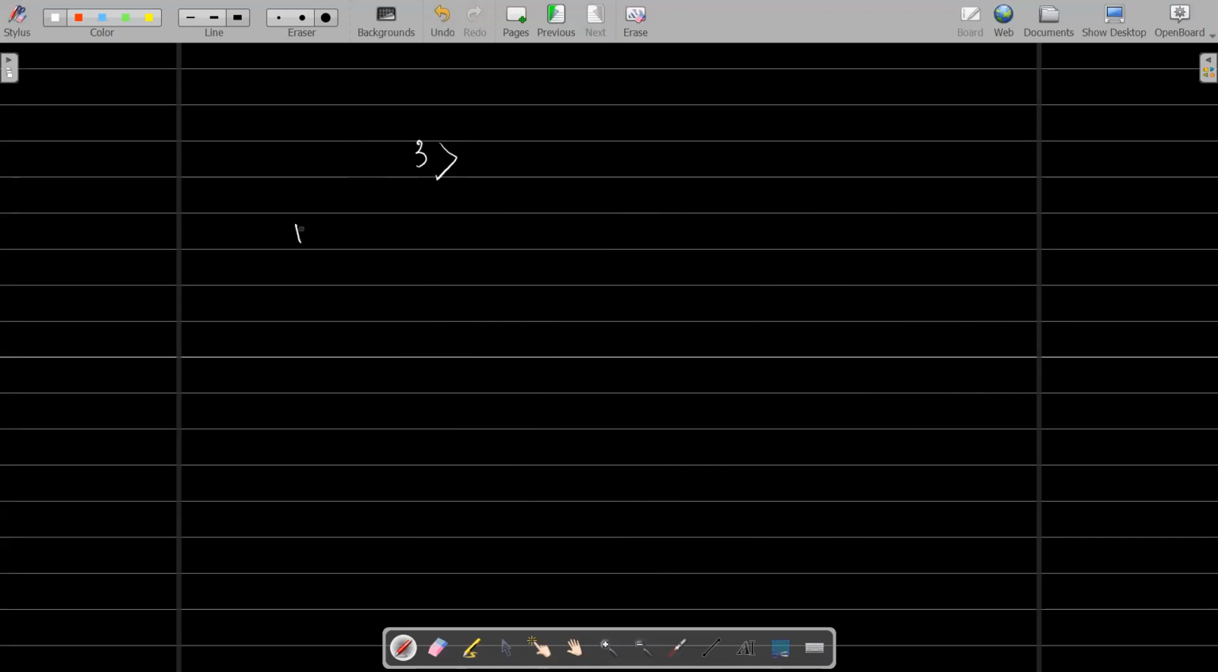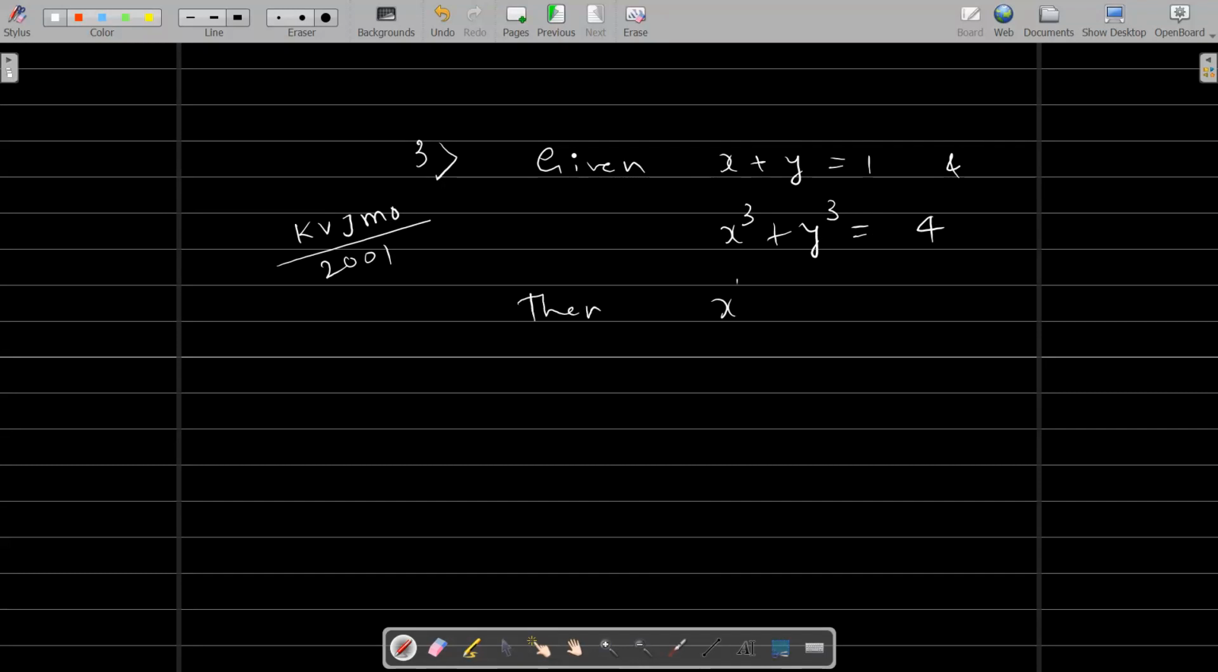Third one. This is the KVJMO, Junior Maths Olympiad 2001. Given x plus y is 1, where x, y are real numbers, and x cube plus y cube is 4, then what is x square plus y square? As usual, you can put it in the chat box only to me, and after some time we'll start the discussion.